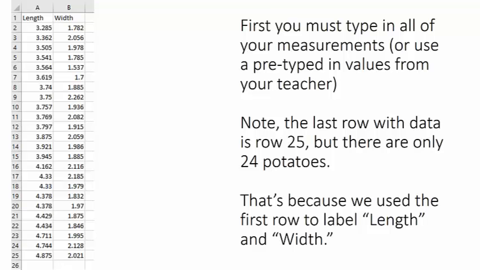Notice that the last row that contains data is numbered row 25. But we know that we have only 24 potatoes. That's because we use that first row to put a label for what the data represented. We call this a heading row. It has a heading of what the name of the data is. So if you do have a heading row or several heading rows, you have to remove that from your total count of how many potatoes are in your sample.